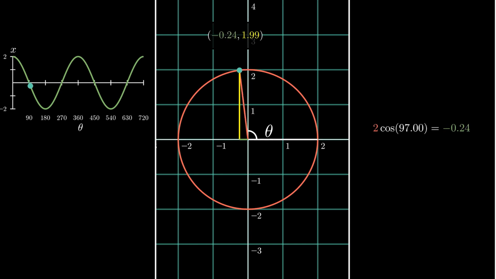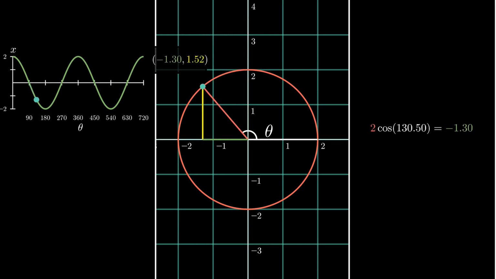The third ordered pair is cosine of 180 degrees, also known as cosine of pi radians, which on a circle of radius 2 is the ordered pair -2, 0. As you can see, the shadow is fully along the x-axis, but this time in the negative direction. Notice this is a minimum on the graph on the left that is displaying x versus theta.